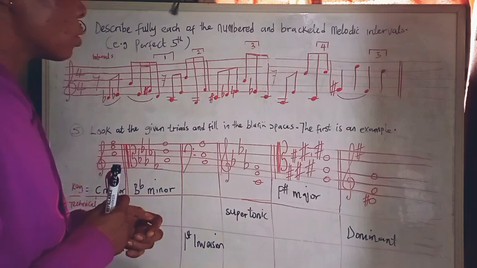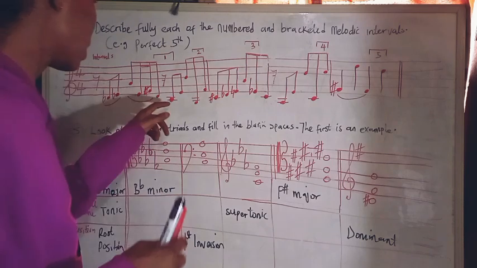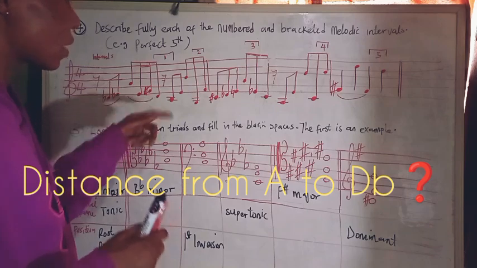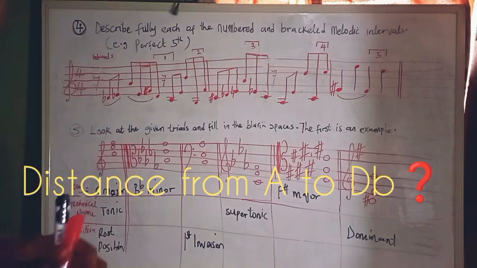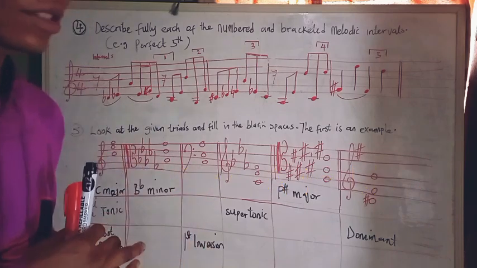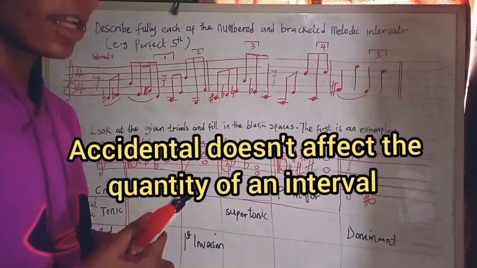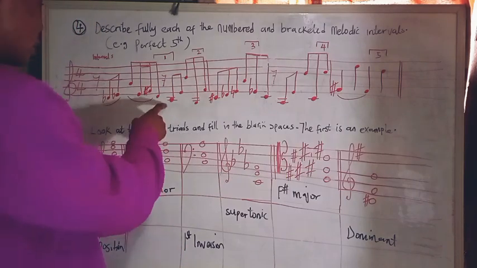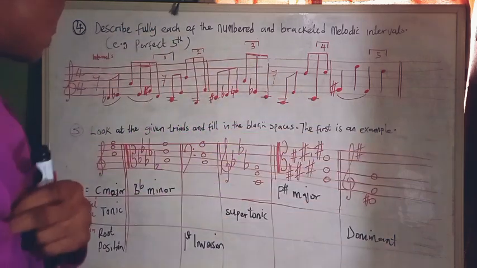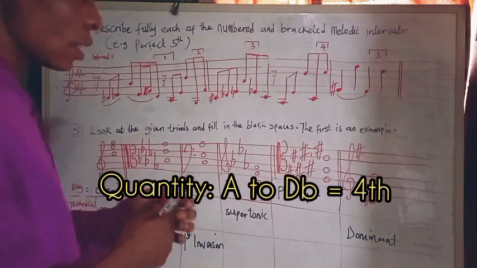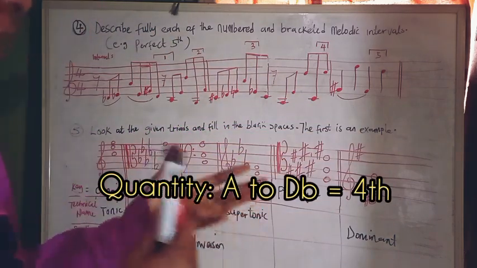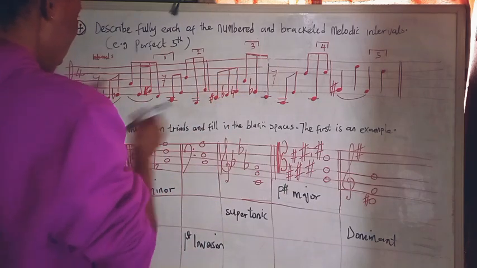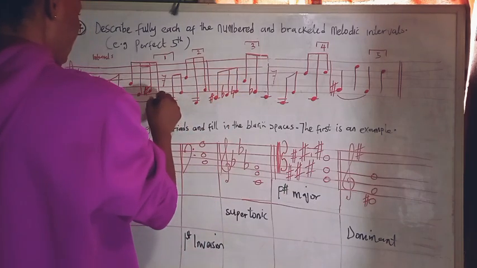The first one here is the distance from A to D flat. Remember D is flattened here, so it affects the D. And remember, the accidentals don't affect the quantity of the interval, they only affect the quality. So what's the quantity here? That's the distance between A to D. Is it a fourth? A, B, C, D. So it's a fourth.